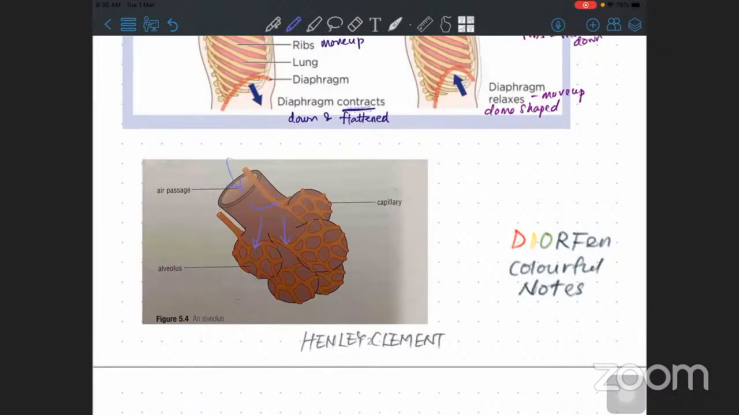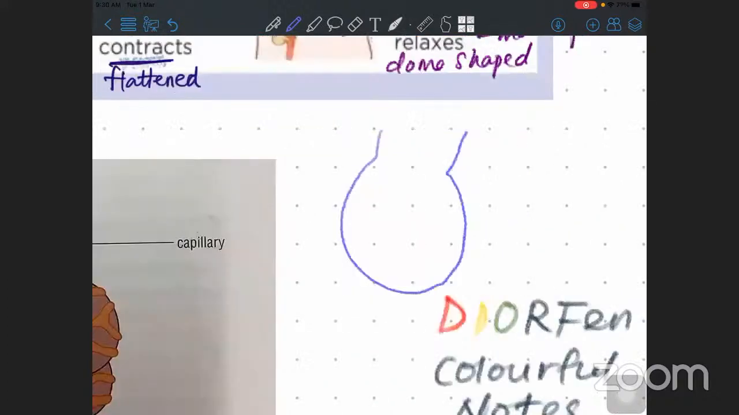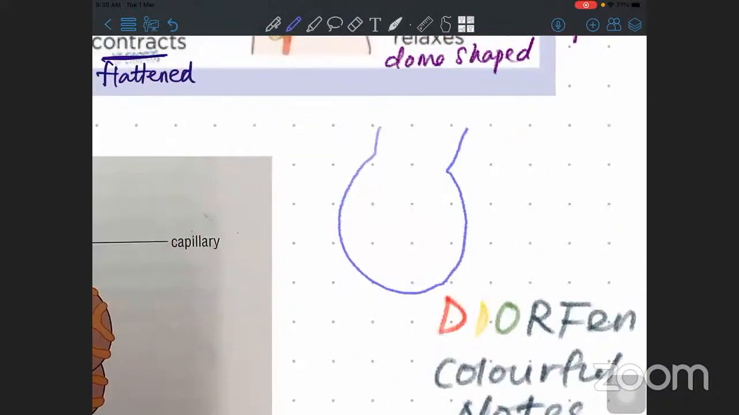Actually, if this is one alveoli, allow me to draw an alveoli with one capillary. Okay. So there are some keywords that we need to know, which is this alveoli actually has a very thin wall. Usually you have only one cell layer.